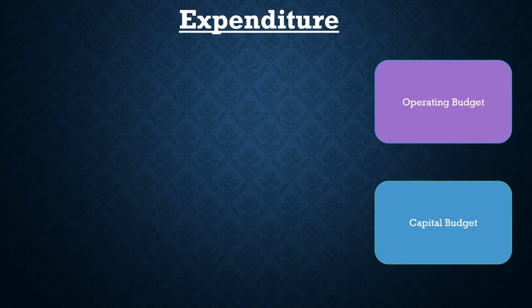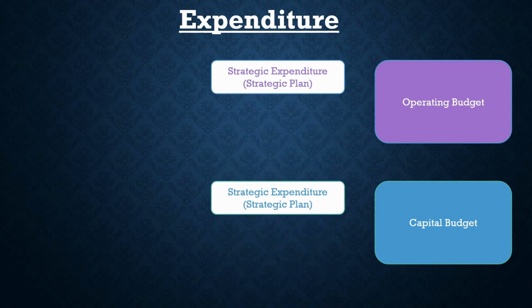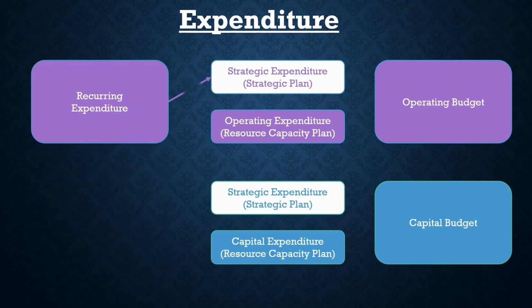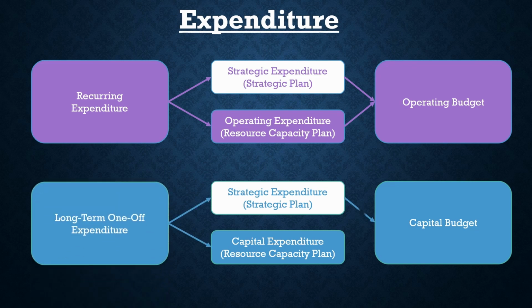The next step in preparing our overall budget is to refer to both our strategic plan and our operating plan, and more specifically to the section containing our resource capacity plan. Here we will identify two key sets of numbers. 1. Recurring expenditure, which will be reflected alongside our revenues in our operating budget. 2. Long-term one-off expenditure, which will ultimately be reflected in our capital budget.